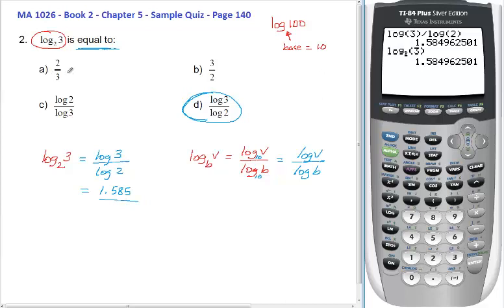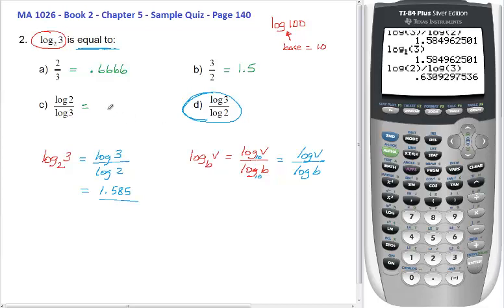So then we could have double checked it by checking each decimal. 2 divided by 3 is 0.666 repeating, so that's not 1.585. 3 divided by 2, and you can check those on your calculator, is 1.5. The log of 2 over the log of 3, so let's go over to the calculator and do that one. The log of 2 divided by log of 3 is 0.6309, say. And we know the value of this one, of course, is 1.585.